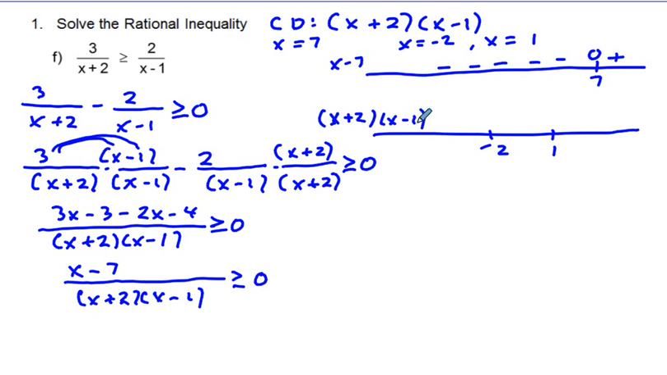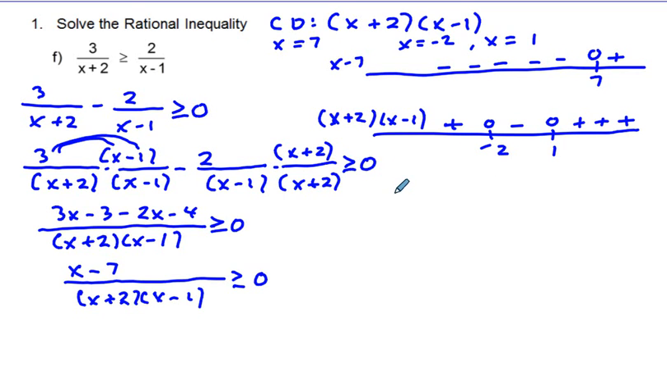Now for our denominator, left of negative 2, we're going to have a negative times a negative, or a positive. At negative 2, we'll have 0. Between negative 2 and 1, we'll have a negative times a positive. Then at 1, we will have 0. And greater than 1, we'll have a positive times a positive. So again, we have everything represented.